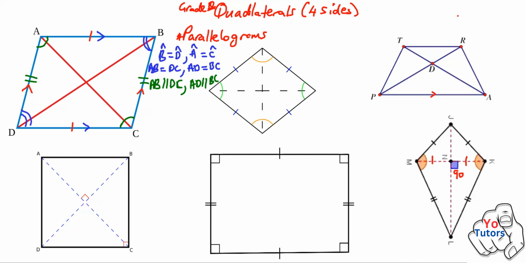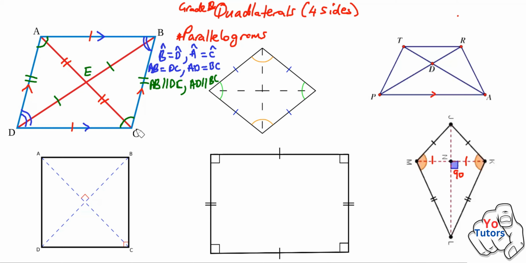Then what else can we add? Let's also discuss the bisectors. When you look at the diagonals, they bisect each other. If we call this part E, then DE will be equal to EB, and AE will also be equal to EC. So that's what makes a quadrilateral a parallelogram. This is our parallelogram.